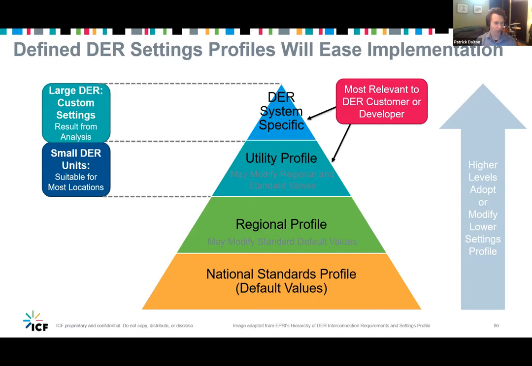There's sort of a hierarchy, and this is somewhat of an adaptation of a framework that EPRI has put together, that looks at trying to use the national standards profile as much as makes sense for a given region, modifying that with what the ISO RTO needs for ride through specifically, which is what the regional profile is meant to represent. And then utility specific profiles, they might want to make minor tweaks, especially to the local system support functions, maybe the ramp rate of how quickly a unit returns to service.